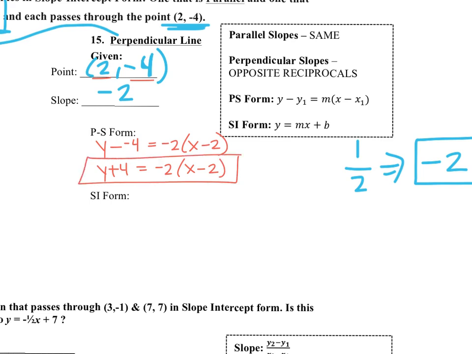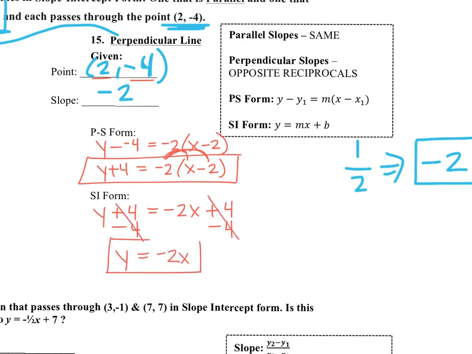Okay, and then slope-intercept form, if we distribute this, I would get y plus 4 equals -2x plus 4, right? -2 times a -2 is a +4. And then slope-intercept form would just be taking this 4 away. And look what happens. Those both become zeros. So y equals -2x. Okay.